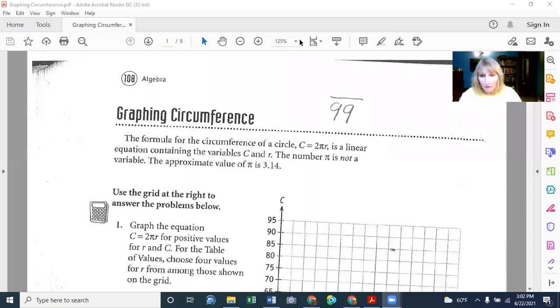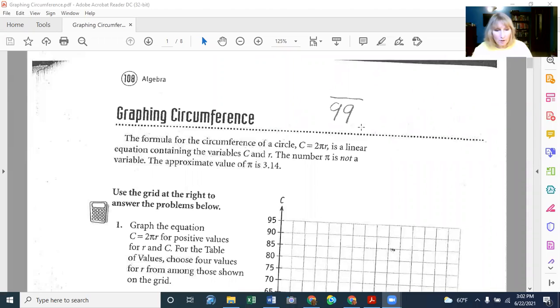Hi, this session will be on graphing circumference, and this is from packet 108 to page 115. So I'm going to share my screen with you, and let's bring up the packet here. And let's talk a little bit about how to do this.